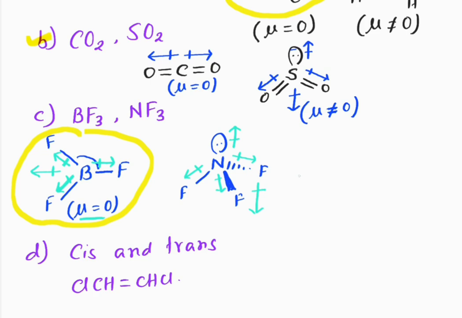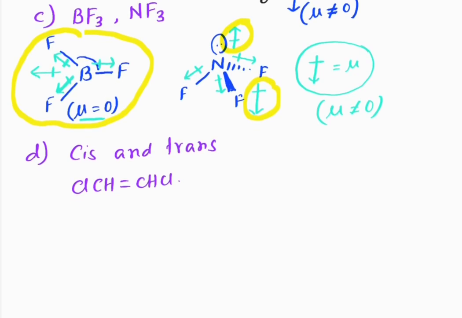So the resultant mu will be the vector addition of these two moments. This will be acting downward, so this will be the direction of the resultant mu. That means in this case the mu will have a non-zero value, so this molecule will have an appreciable dipole moment.